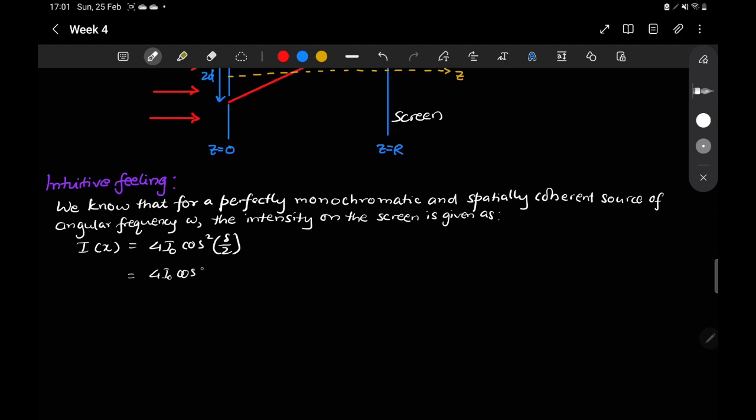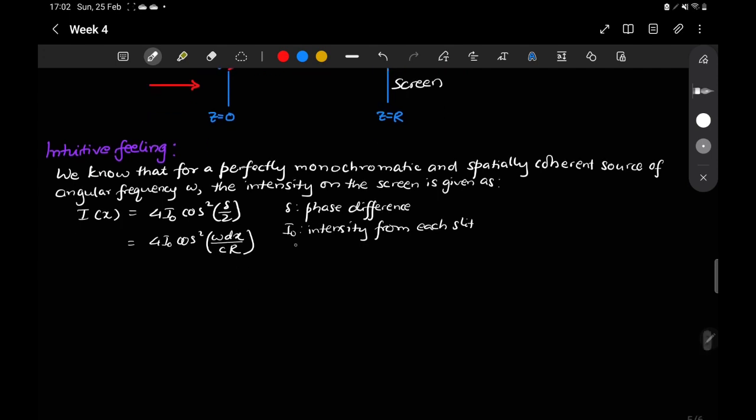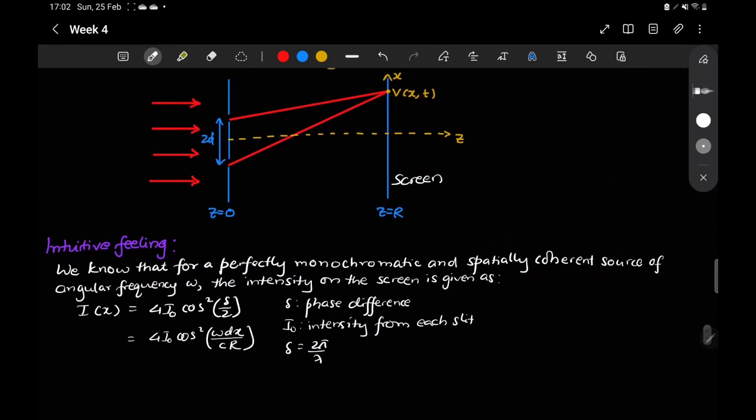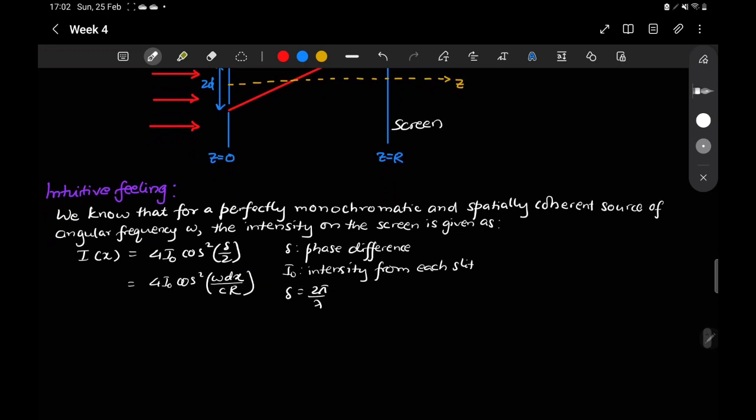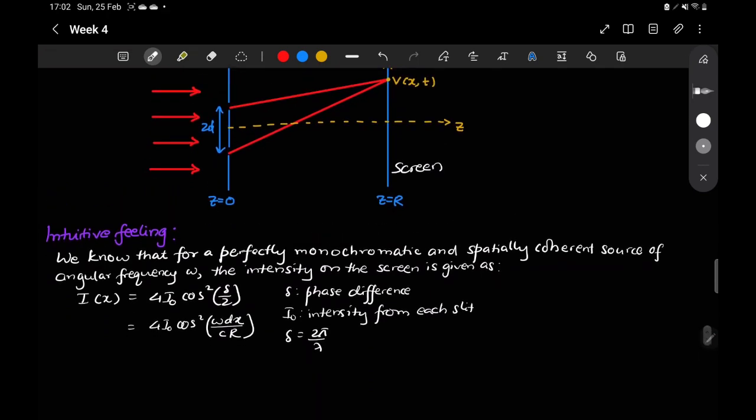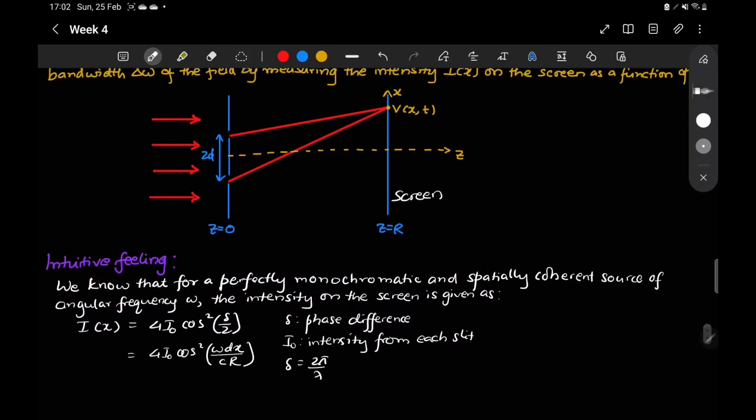Now this can also be written as follows in terms of x. Delta over here is the phase difference. I naught is the intensity from each slit. And we can write delta as follows. It is 2 pi by lambda times path difference. Path difference is 2d x by R, basically 2d tan theta, approximately, and tan theta would be x over R.